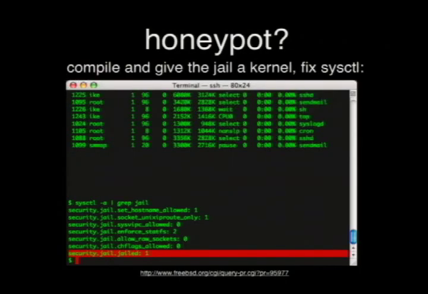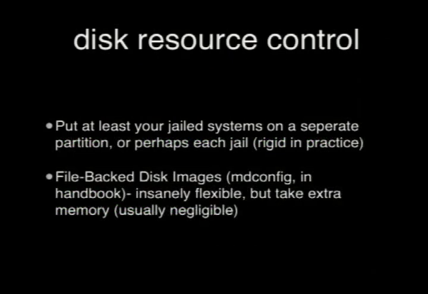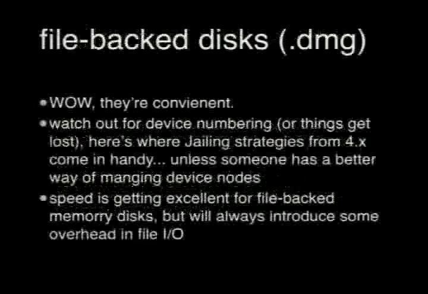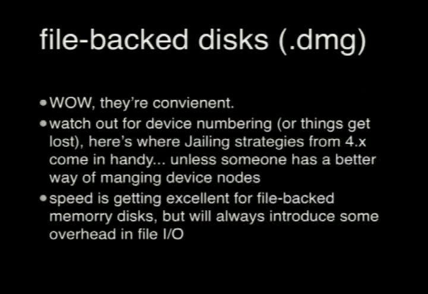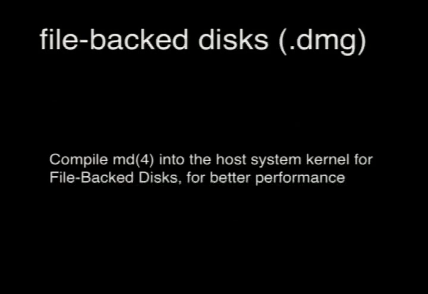Honeypots. Okay, so this is that little comment on honeypots we already talked about. Disk resource control: put at least your systems, again, on a separate partition to isolate them from your host machine. And file-backed disks are really, really cool. Disk images, a lot of people use Apple machines and are familiar with disk images there. On FreeBSD, in the handbook, they call them file-backed memory disks using the mdconfig utility. Cool stuff, a very simple way to create partitions without truly creating partitions, and they're fast if you compile them into your kernel, which is a pretty simple little flag.